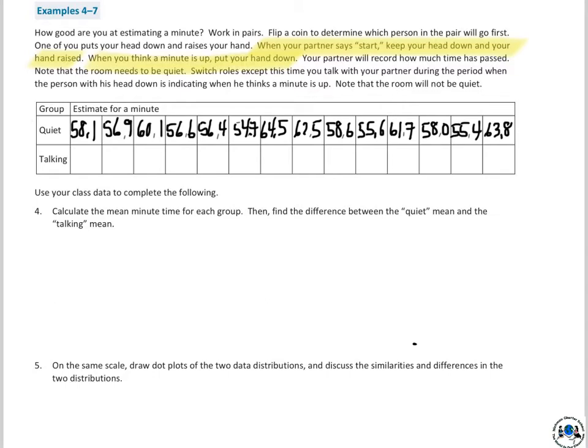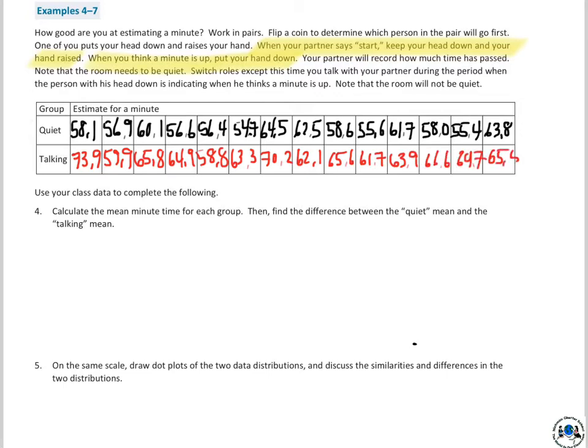So, 14 different people, a sample size of 14, and those were the different times that had elapsed during these separate trials. You can see where it was quiet, and you get a good idea of how people did. It seems like they did pretty consistently better when it was quiet, estimating a minute.